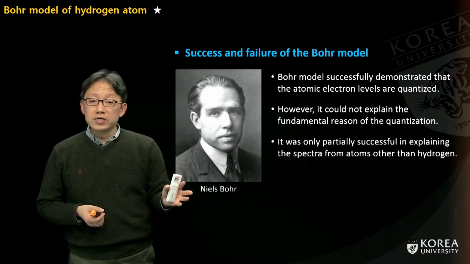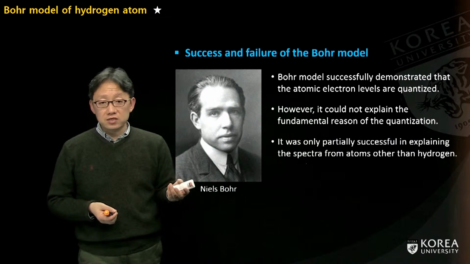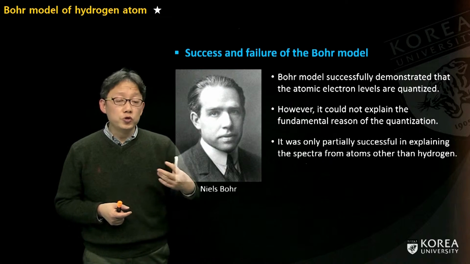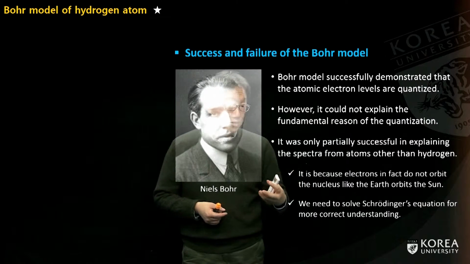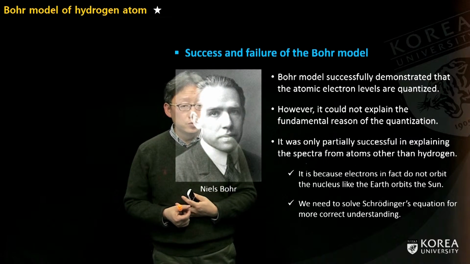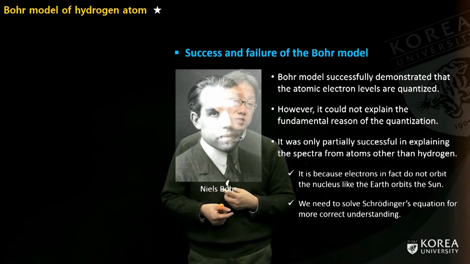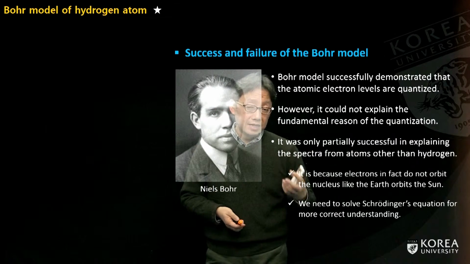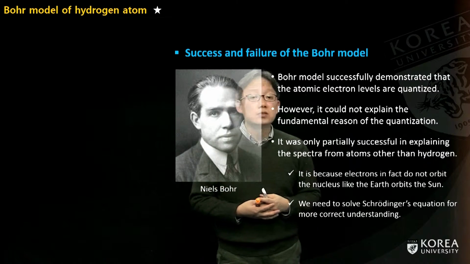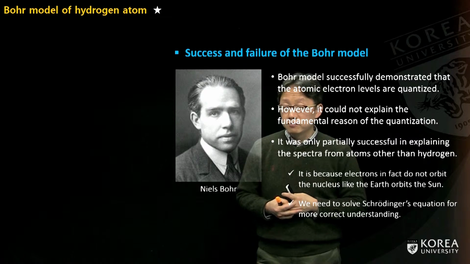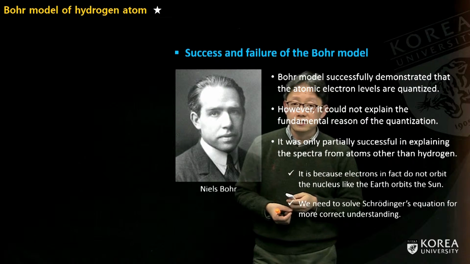And then it was very successful in explaining the hydrogen atom, but it was only partially successful in explaining other atoms which have a higher atomic number compared to hydrogen. The reason was, well, there were actually many reasons, but some of the important ones is that the electrons actually do not orbit around the nucleus like the Earth is orbiting around the sun. And electrons are actually matter waves. Bohr didn't really consider that. So therefore, in order to get the real solution, we actually need to solve the Schrödinger equation. Okay, that's what we are going to see in the next slide.